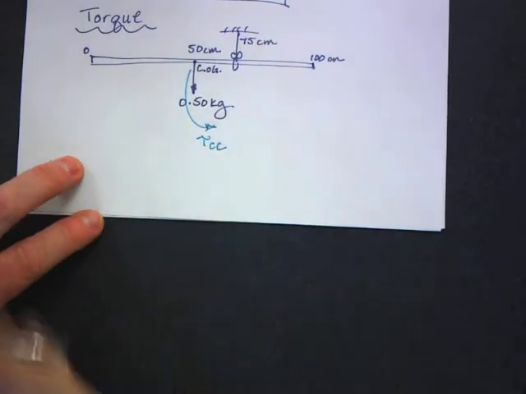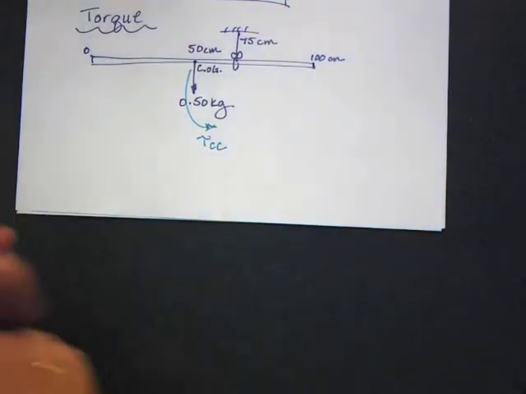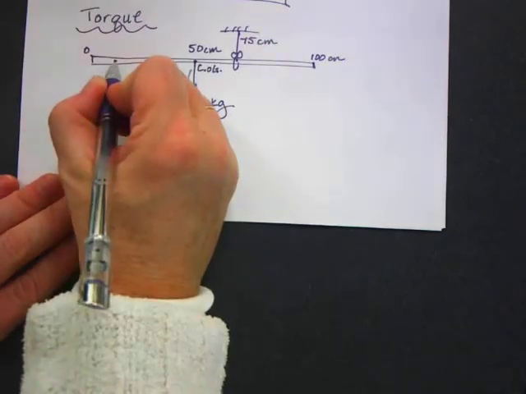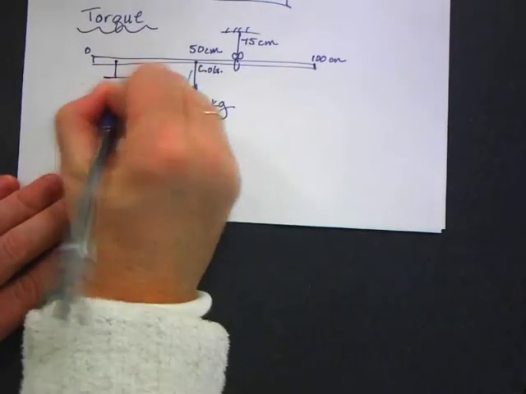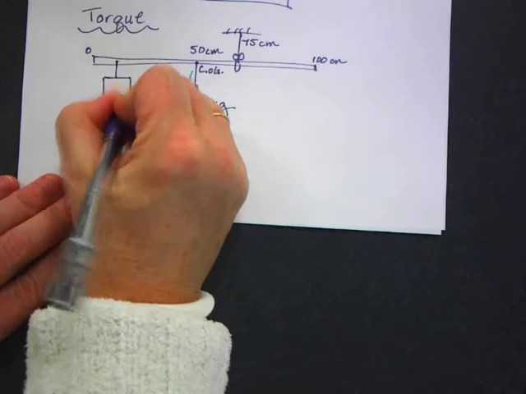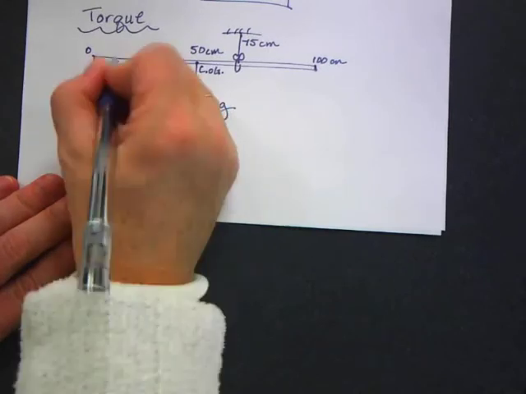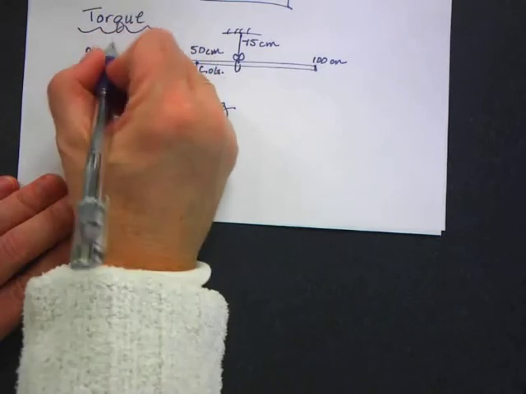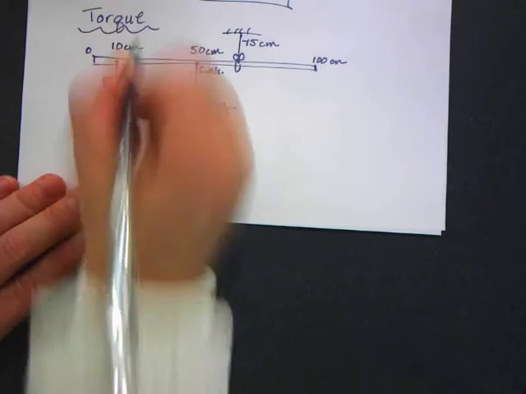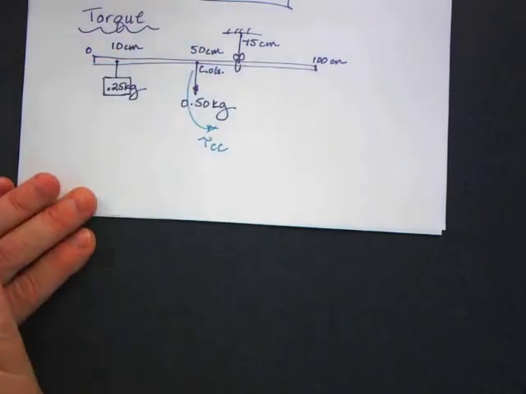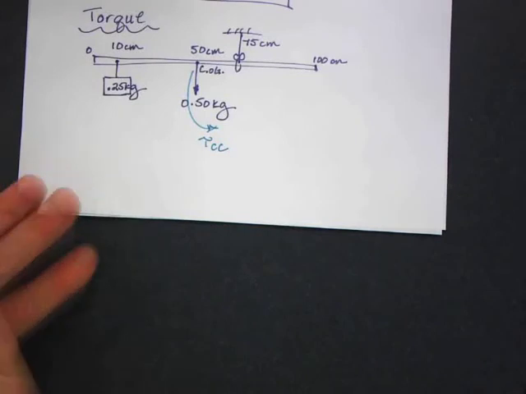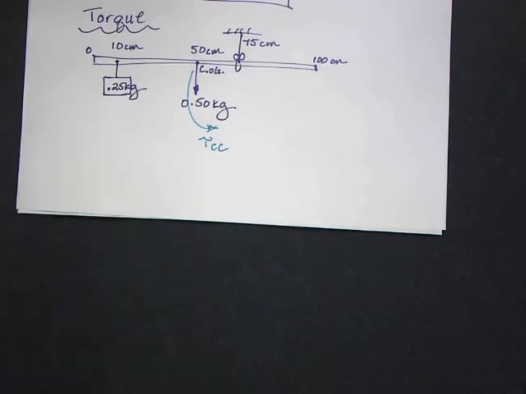So this is going to cause counterclockwise torque. Remember, fancy T was torque. We're also going to hang a 1/4 kilogram mass on the end. Okay, right there. And that's going to be at the 10 centimeter mark, okay?